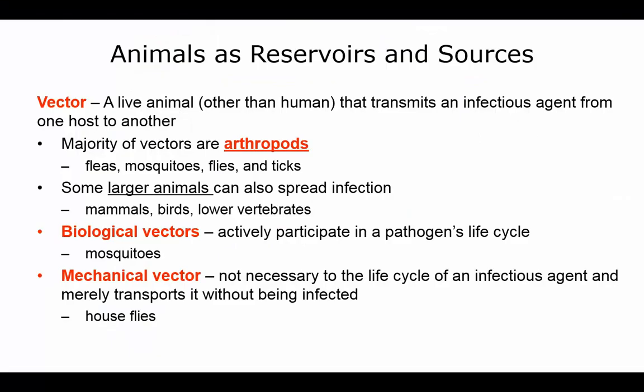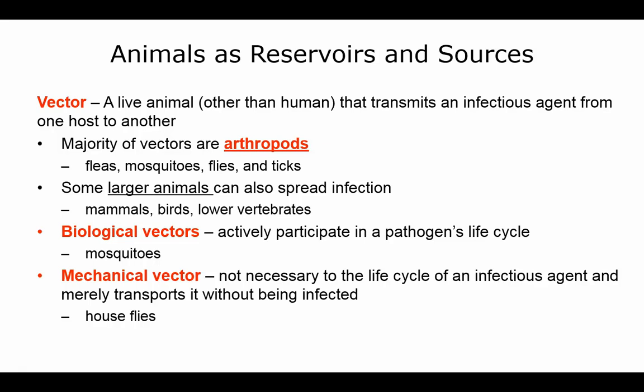A vector is a live animal, not a human, that transmits an infectious agent from one host to another. Most vectors are arthropods, insects like fleas, mosquitoes, flies, and ticks. Sometimes larger animals can spread infection, the lower vertebrates, birds and mammals.